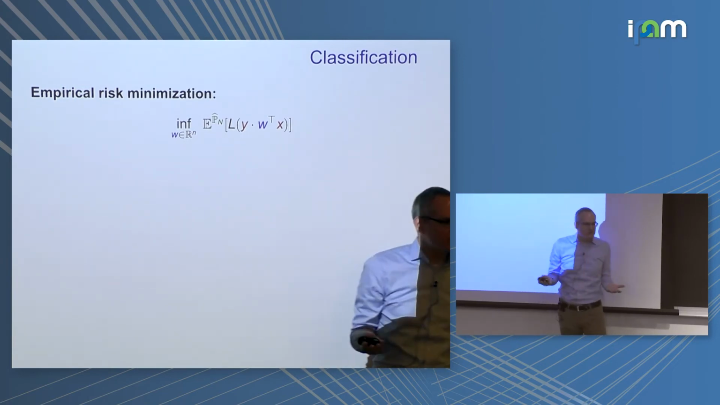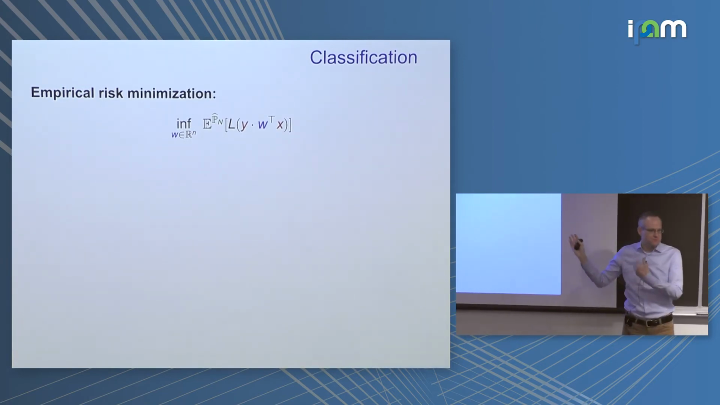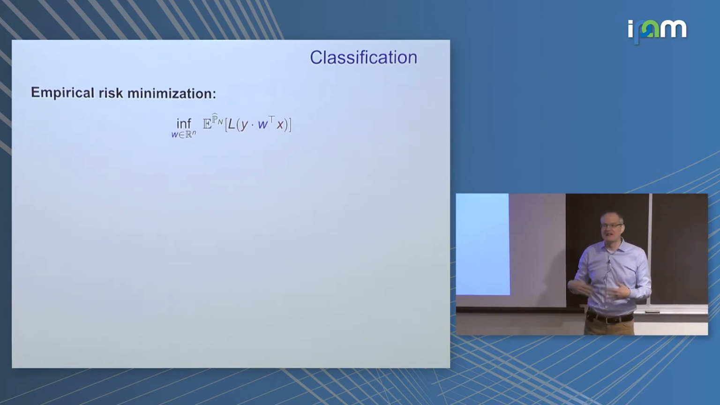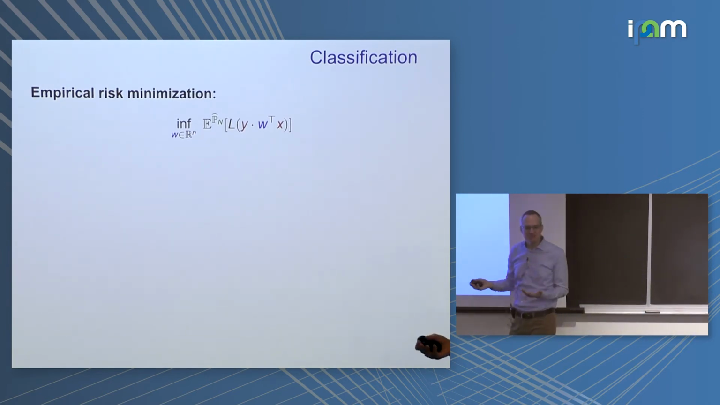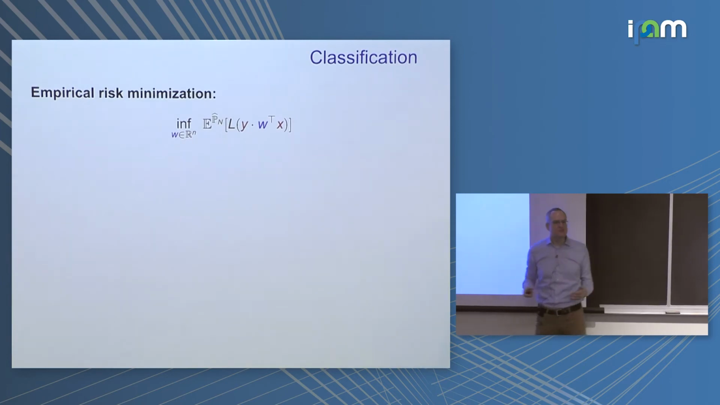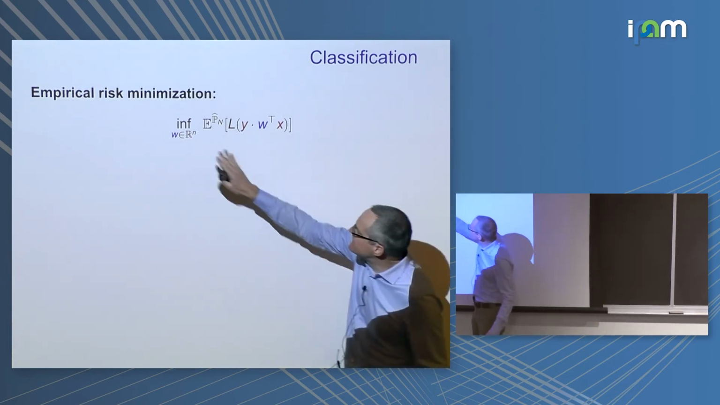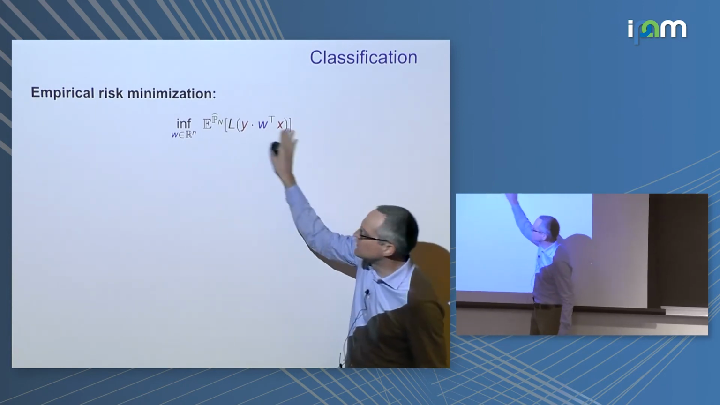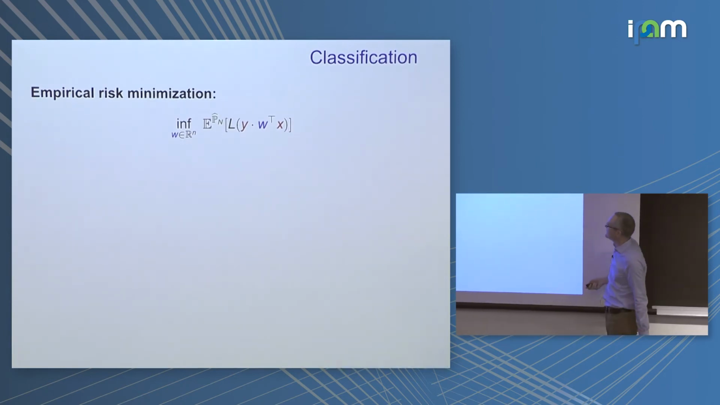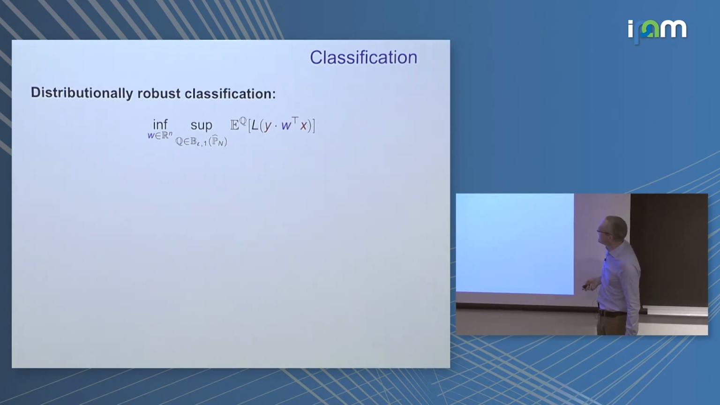But if you have few training samples, then this problem is prone to overfitting, and we should regularize it. Now, instead of regularizing it in the usual way, what I propose is to actually robustify it against distributional ambiguity. So to replace this nominal expectation, the nominal risk, by a worst-case risk over a type 1 Wasserstein ball.